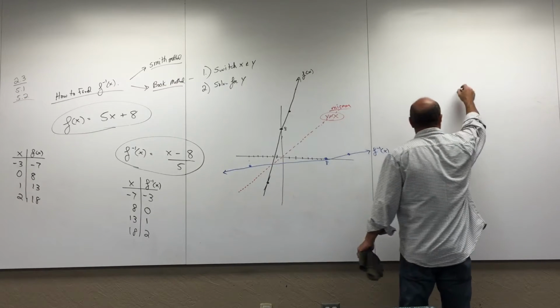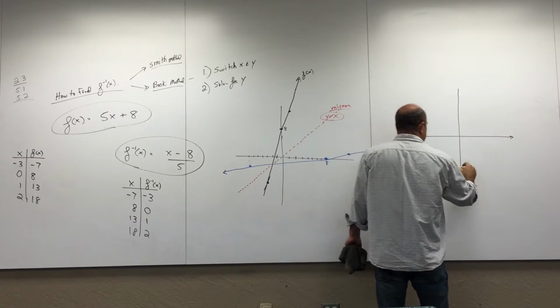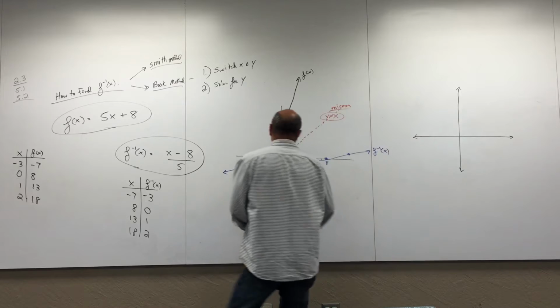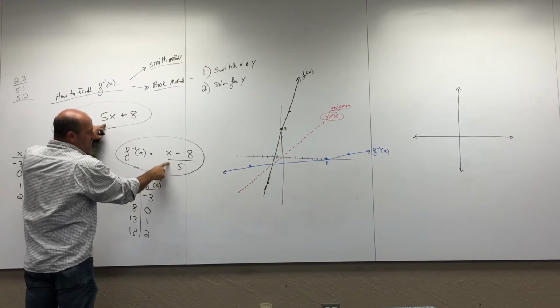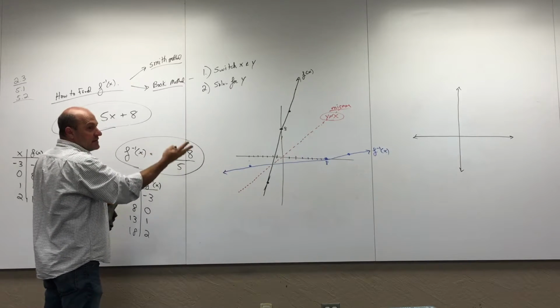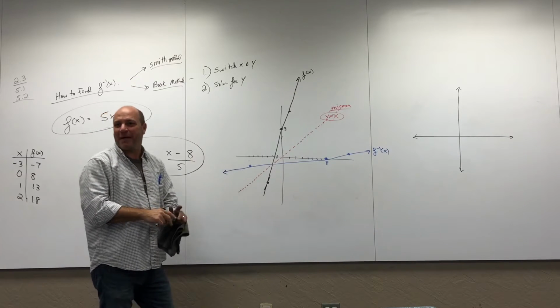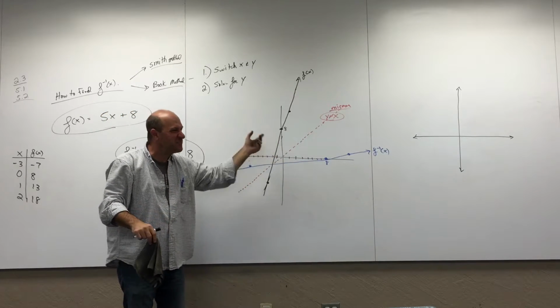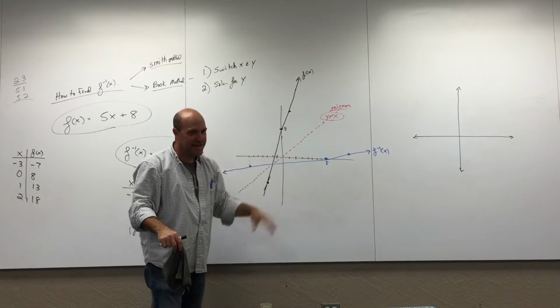Will the lines also have similar slopes and stuff? Well, no. This guy had a slope of 5. This guy had a slope of 1/5, I think. They're different lines. There's really nothing the same about these functions, but they have this relationship with each other, that they're inverses of each other.